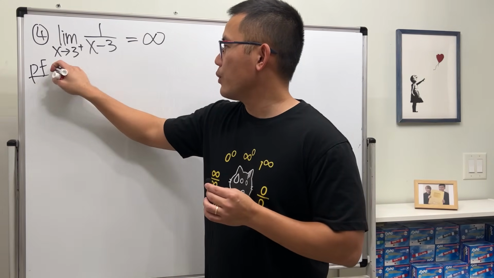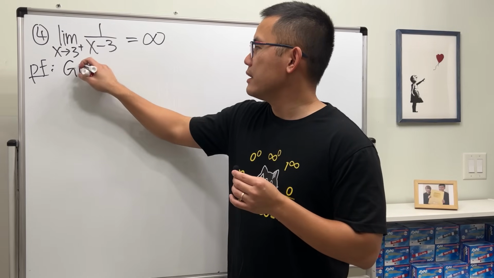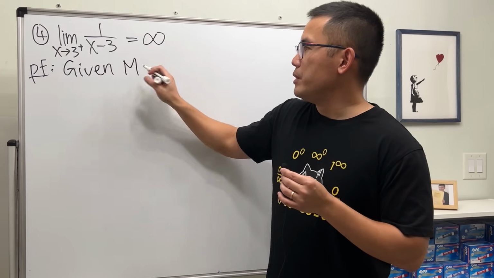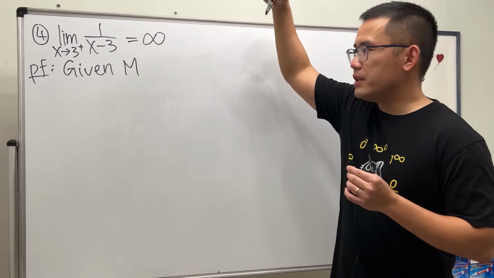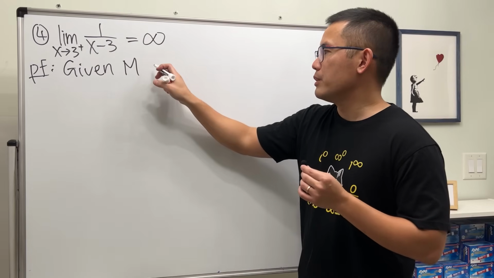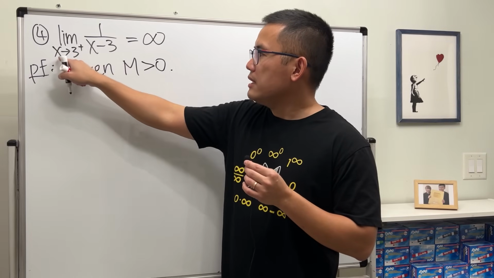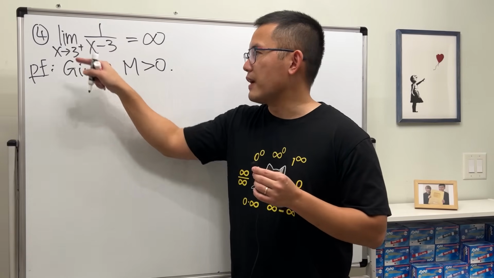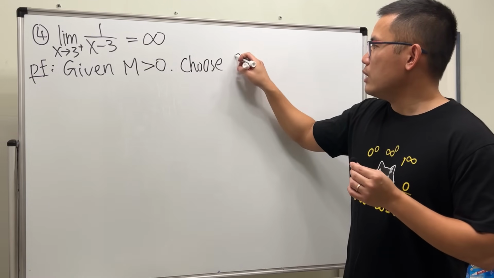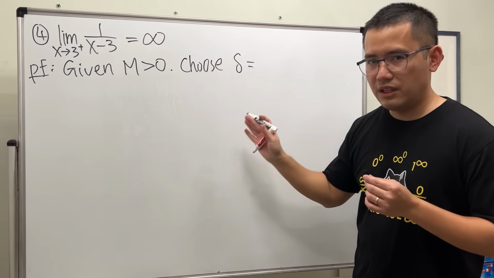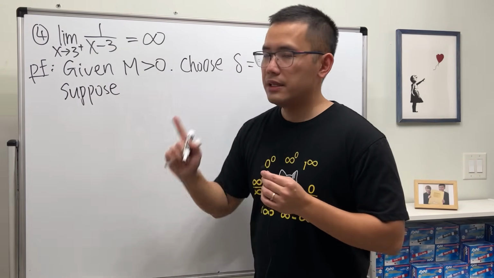So what do we use? We use big M, right? Given big M, because we want to show that the function is going up and up and up, bigger than any M that you can possibly set. So given M greater than 0, but x is approaching 3 plus, this is finite, so it's delta. We will say choose delta to be something we don't know yet, just leave it. Then we suppose, and now here's the deal.